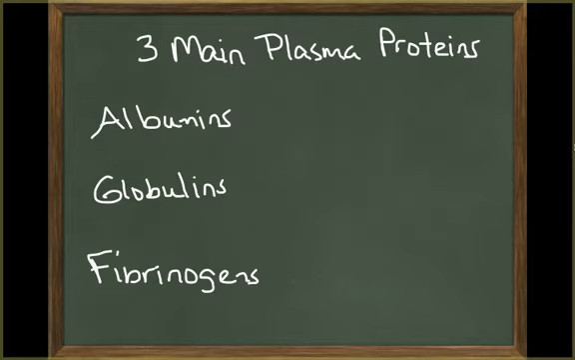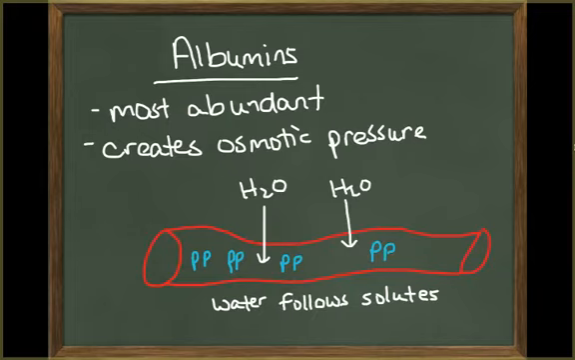The 3 main plasma proteins are albumins, globulins, and fibrinogens. Albumins are the most abundant plasma proteins and are the major contributors to the osmotic pressure of plasma. In other words, their presence in the blood causes water to be drawn from the interstitial fluid into the blood.